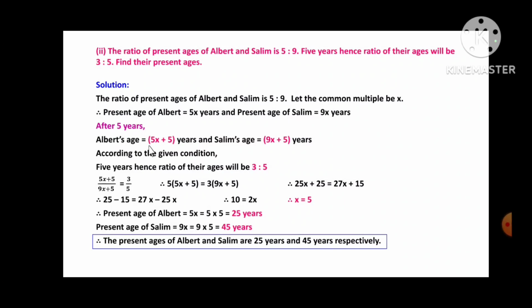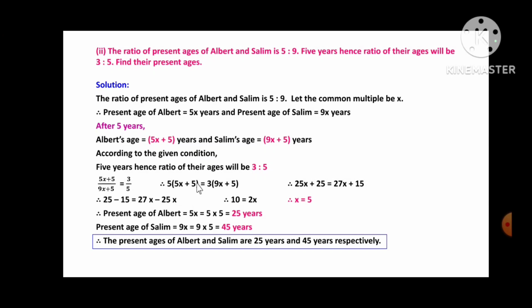After 5 years, Albert's age will be 5x plus 5 and that of Salim's age will become 9x plus 5 years. According to the given condition, 5 years hence the ratio of ages will be 3 as to 5. Therefore 5x plus 5 divided by 9x plus 5 is equal to 3 upon 5.